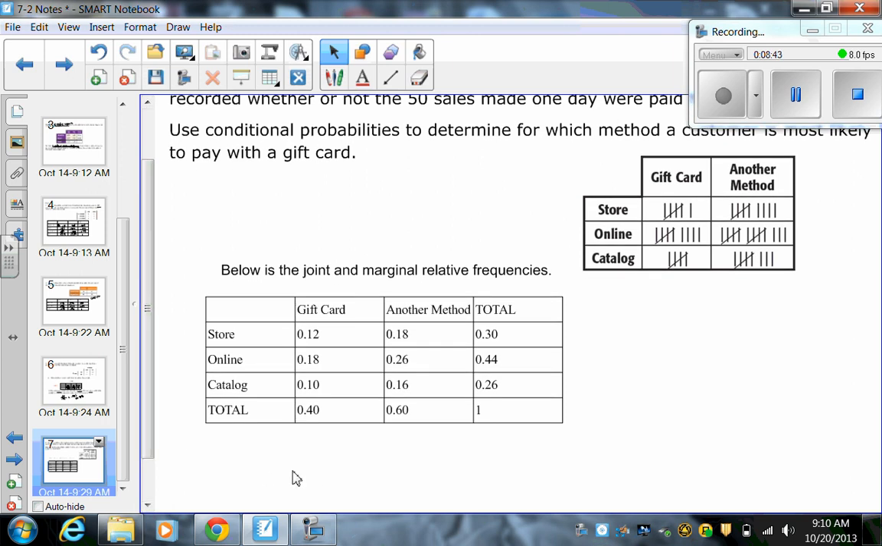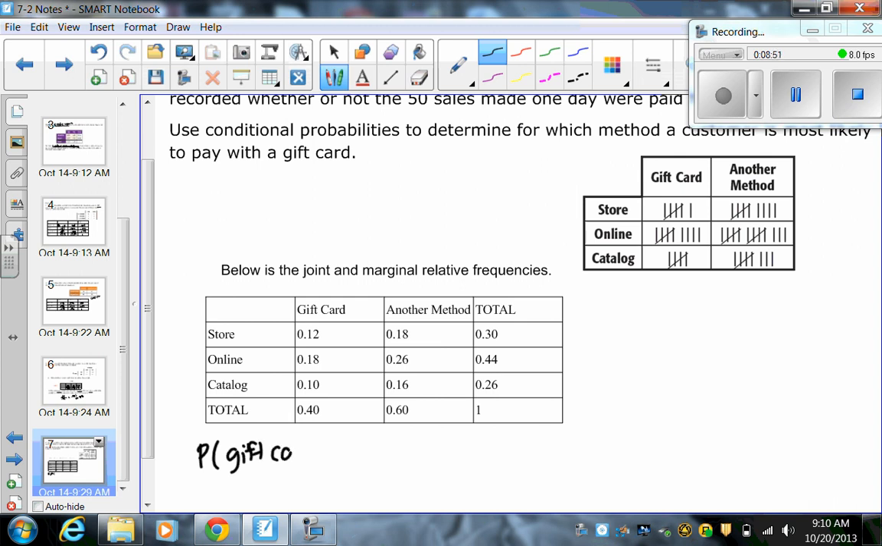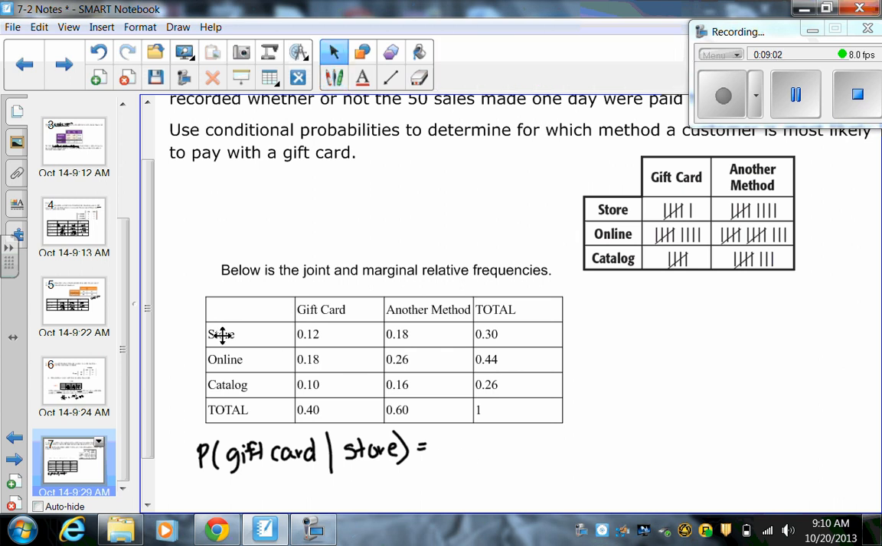The first one that we're going to find is the probability that we use a gift card given that we went in store. So I know I'm in store, which means now I'm looking at this total as my bottom number because I know that I had to be in store. And then out of this row, the gift card number is the 0.12. So if I divide that out, I get 0.4.